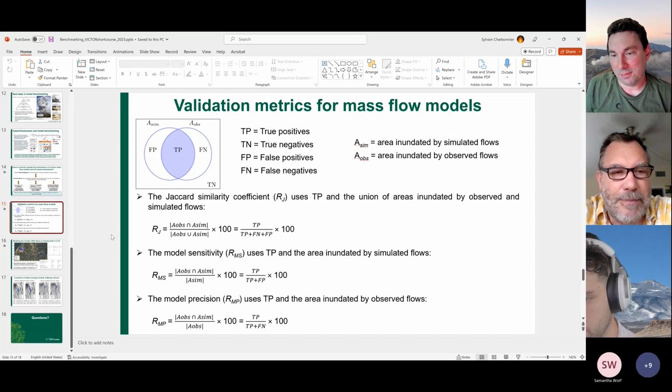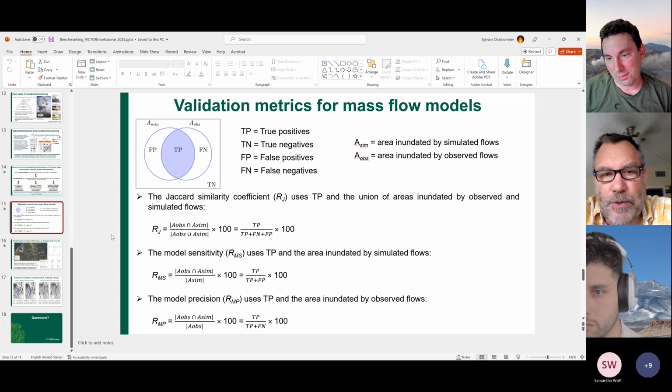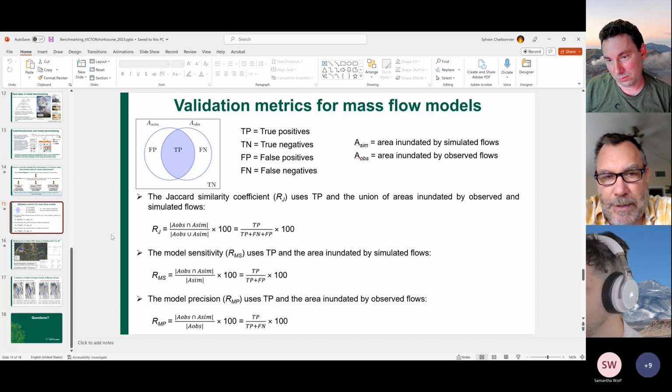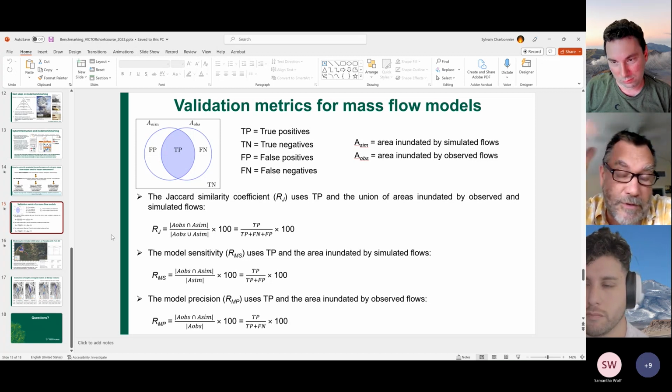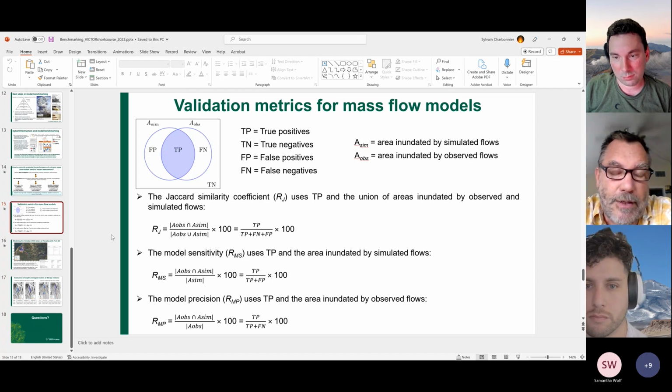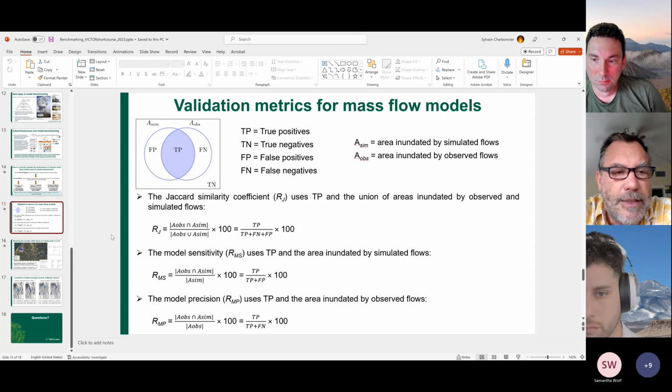I don't know. It seems like it would be interesting to compare many models among themselves using the Jaccard index or some derivative of the Jaccard index. So have you guys done that?